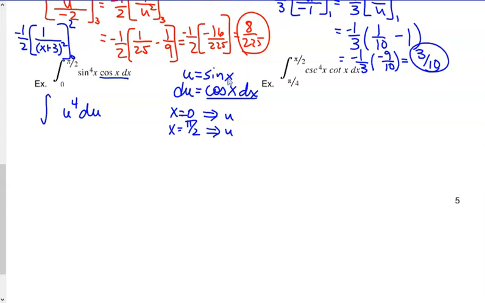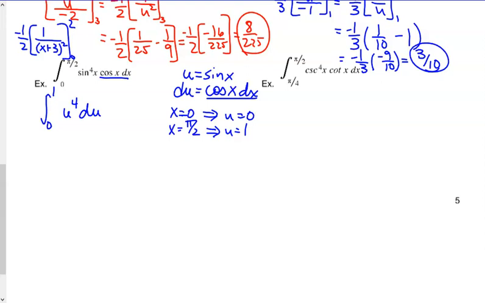Okay, so if x equals 0 and I take the sine of 0, then I get 0 again. If I do pi over 2 in for sine, the sine of pi over 2 is a 1. So I would much rather do things with 0 and 1 than with 0 and pi over 2. So let's make those our new limits of integration.